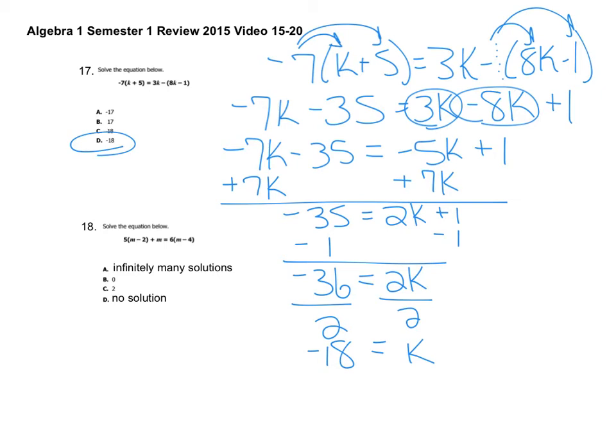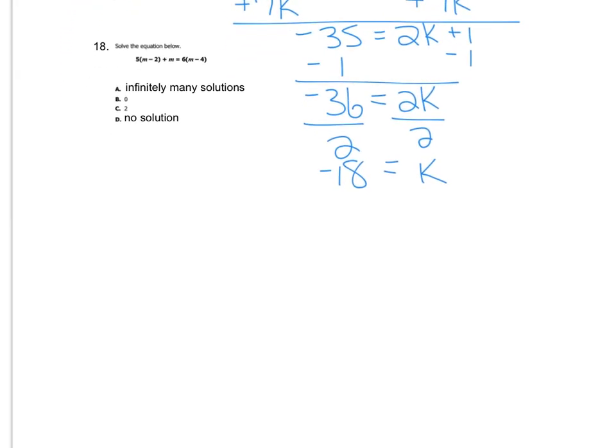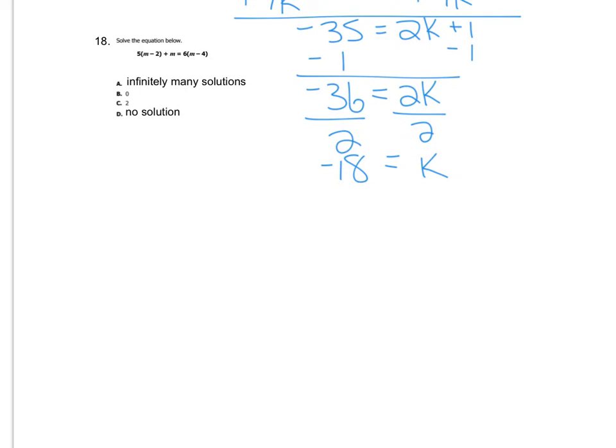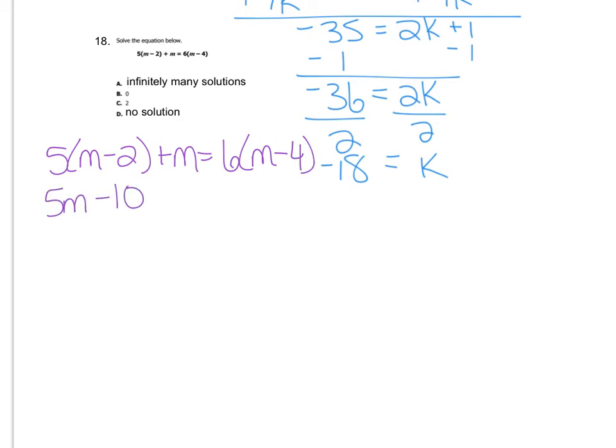Okay, the next one says solve the equation below. It is also variable on both sides. Let me get it copied. And just like you, make sure that you copy the problem correctly. It's 5 times the quantity m minus 2 plus m equals 6 times the quantity m minus 4. So what do we get? 5m minus 10 plus m equals 6m minus 24.